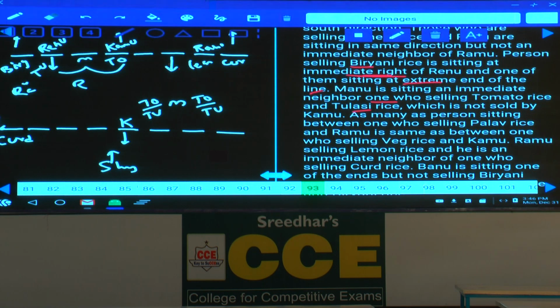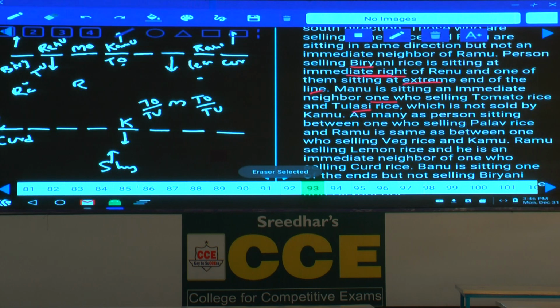Then again, as this person is there, lemon rice is already done at this place. As lemon rice is here, what is the other possibility here? Where should this Manu be? Can we take Manu in between Renu and Kamu or not? Now if you take Manu at this place, if Manu is here, then this person, Manu is towards which direction?